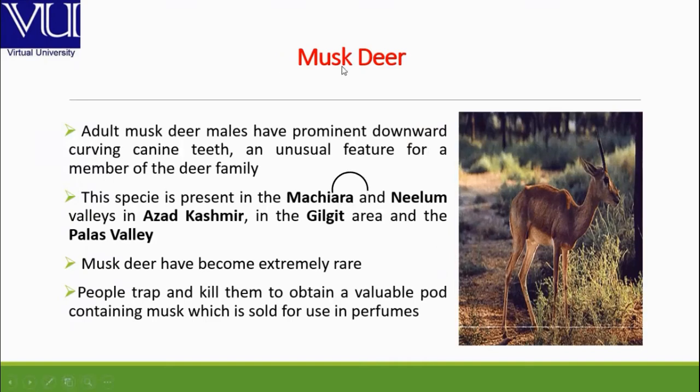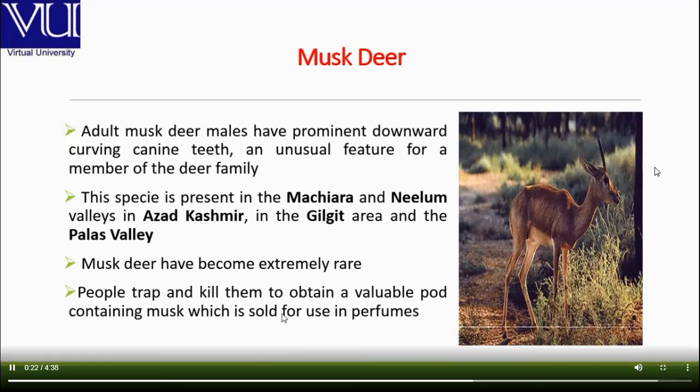The next animal is the musk deer. Adult musk deer males have prominent downward curving canine teeth, which is an unusual feature for members of the deer family. This species is present in the Machiara and Neelum Valley in Azad Kashmir, in the Gilgit area, and the Talas Valley. Musk deer have become extremely rare because people trap and kill them to obtain a valuable pod containing musk, which is sold for use in perfume, although trade in musk is controlled by the Convention on International Trade in Endangered Species. Enforcement is difficult and the survival of musk deer is in doubt.